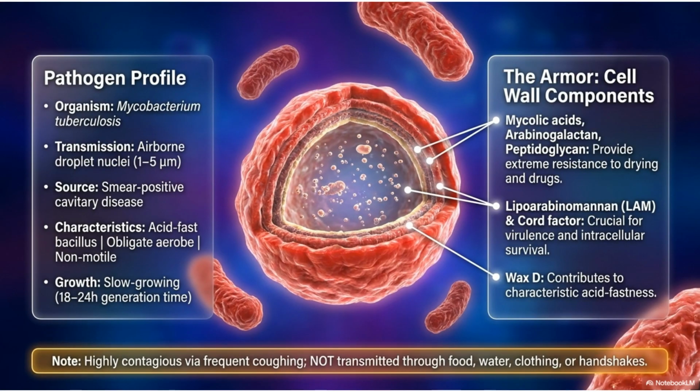The pathogen, Mycobacterium tuberculosis, is an airborne, slow-growing bacillus. Its unique cell wall, composed of components like mycolic acids and lipoarabinomannan, provides extreme resistance to environmental stress and drugs. This pathogen is highly contagious via coughing, not through food or water.